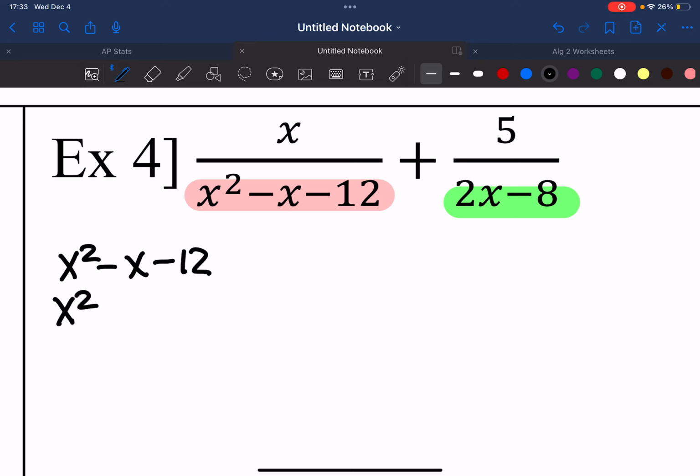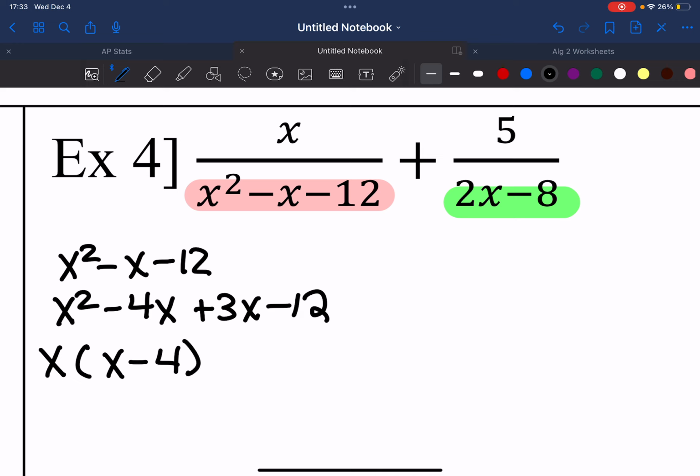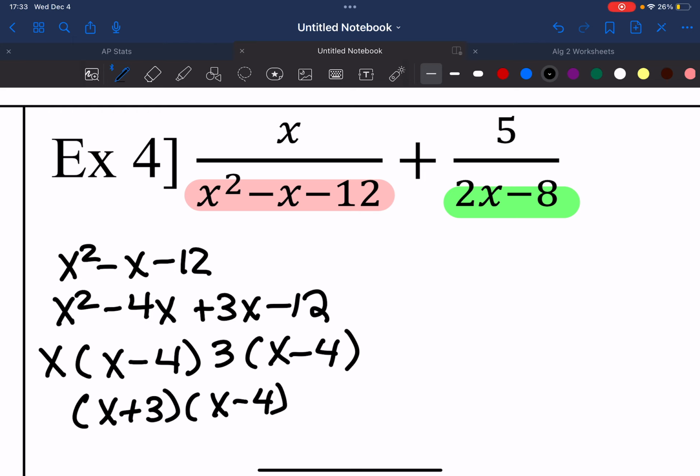So I have x squared minus 4x plus 3x minus 12, which means I can take out an x from the first one and I'm left with x minus 4, and a 3 for the next one, I'm left with x minus 4. So I have x plus 3 times x minus 4. That is my new denominator for the first one. Then I have 2x minus 8, where I can take out a 2, and I'm left with x minus 4.